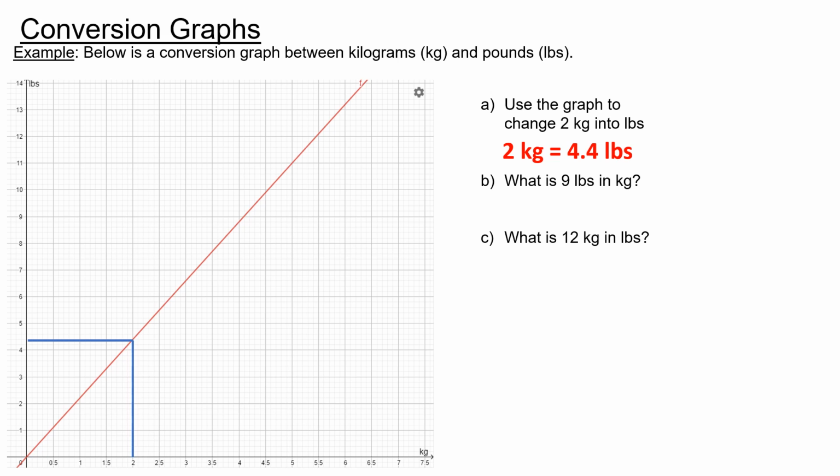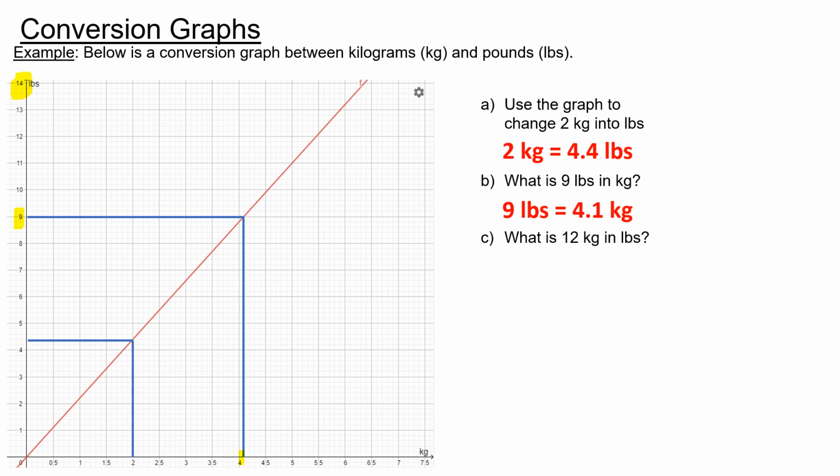Now convert 9 pounds to kilograms. This time we're going from pounds to kilograms, so we need to go across from 9 pounds. Just bear in mind, pounds is on the y-axis, 9 pounds is here. We need to go across from 9 pounds, and then where the line that we've drawn hits the graph, we need to go down. We have reached this point here on the x-axis, and it's going across in 0.1s, so that is 4.1 kilograms. So we can say 9 pounds is 4.1 kilograms.